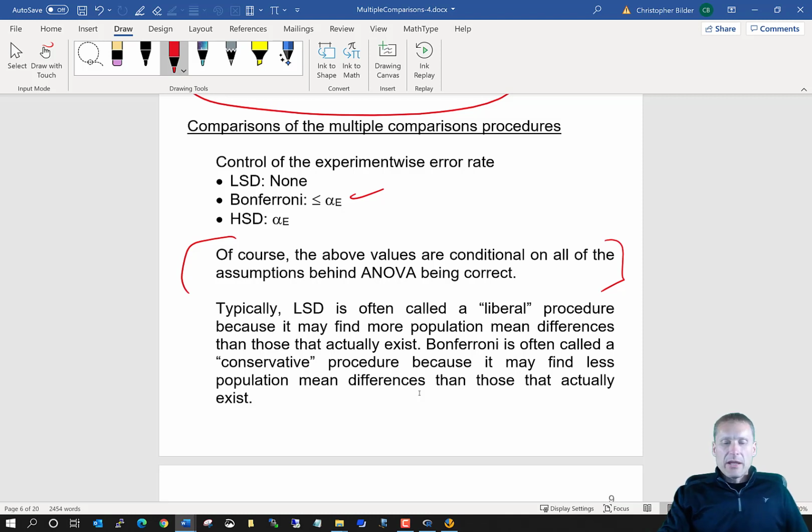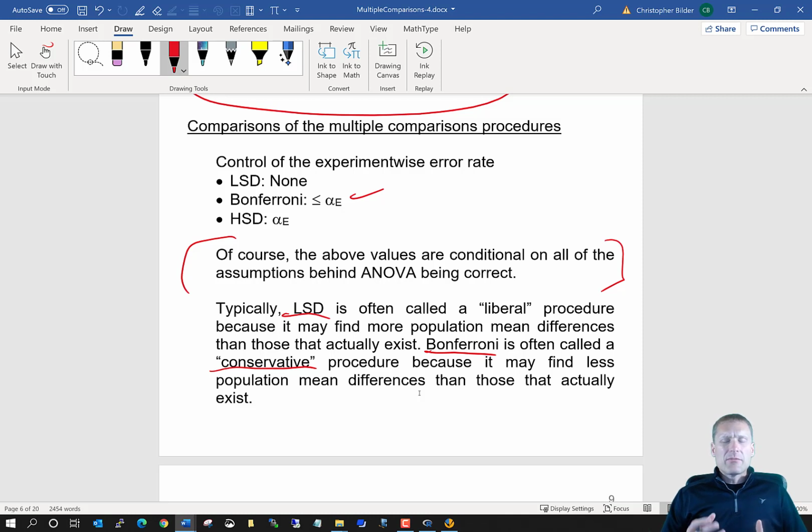Now, typically, people think of the LSD as what's often referred to as a liberal statistical procedure. The reason that name is associated with it is because it ends up finding, let's say, perhaps more differences amongst the population means than actually truly exist. It can do that. The Bonferroni procedure is often referred to as a conservative procedure because it will sometimes find fewer differences amongst population means than truly exist.